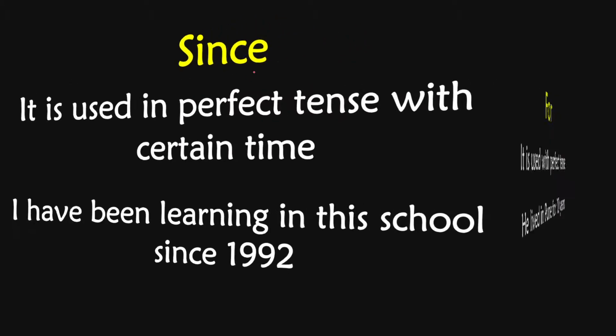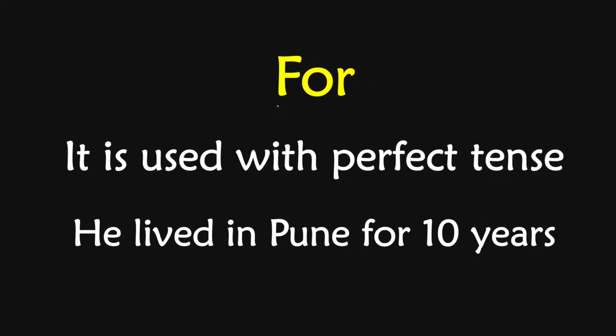Let's learn next, for. So for is the preposition. It is used with perfect tense. We are using for in the sentences which are in the perfect tense form. Like, he lived in Pune for 10 years. Here it is showing the perfect tense.